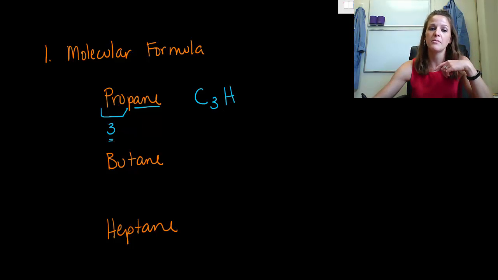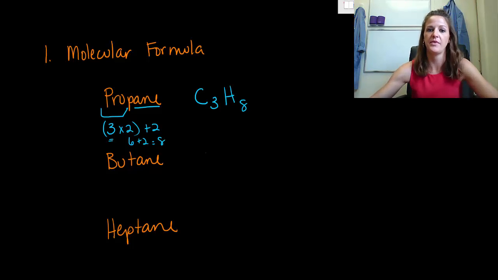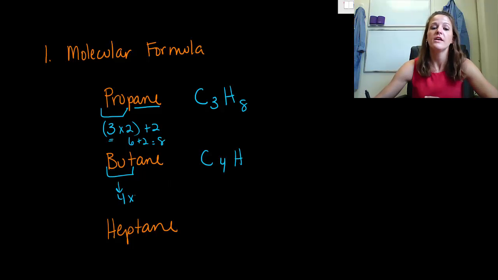Once you have determined this number, you can use that to determine how many hydrogens you have. Remember, what you have to do is multiply that number by 2 and then add 2 to it. So 2 times 3 gives me 6, plus 2 gives me 8. So it's C3H8. We'll do the same thing with butane. But tells us that there are 4 carbons, so this is C4. Now we have to figure out our hydrogens. Remember, it's 4 times 2 plus 2. So 4 times 2 gives us 8, plus 2 gives us 10. Okay, so you can see 8, 10.